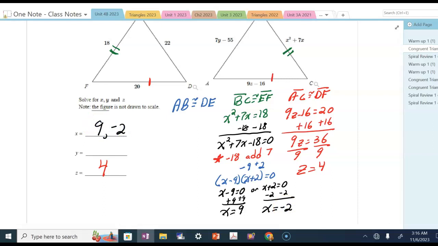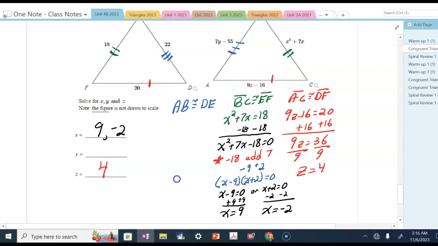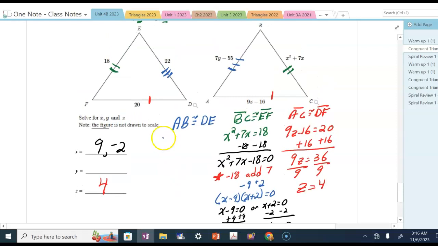And then for AB and DE, this is AB, I'll mark it with 3 tick marks. And DE is the 22. Scroll up a little bit so we can see that. So 7y minus 55 is 22. We'll add 55 to both sides. 7y is 77. Divide by 7, and you get y is 11.